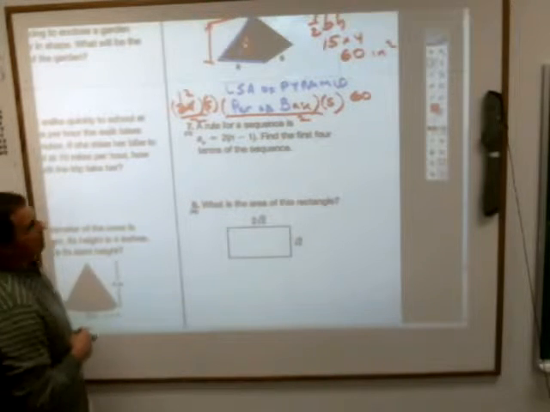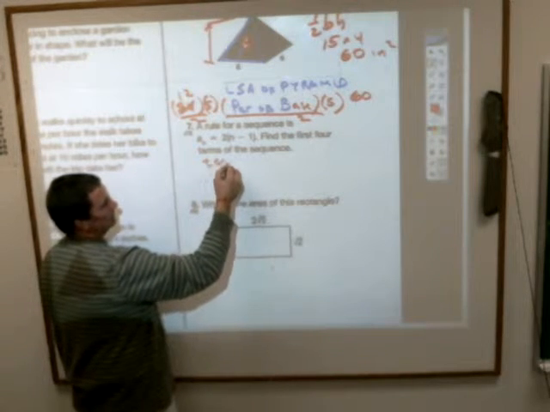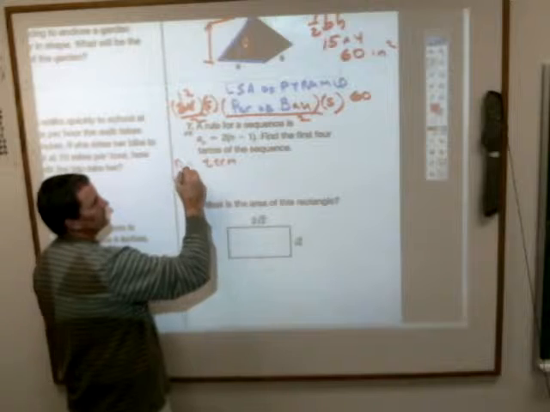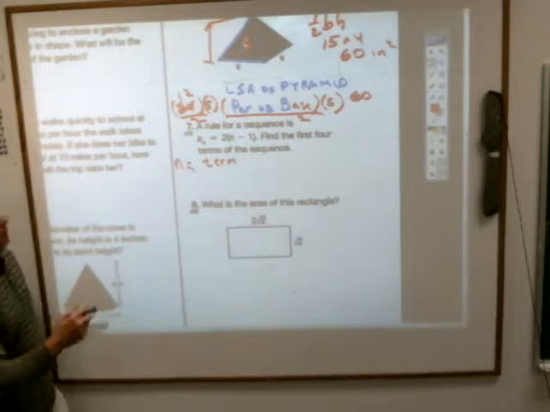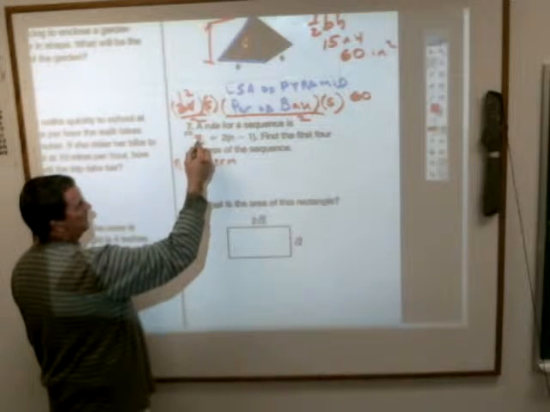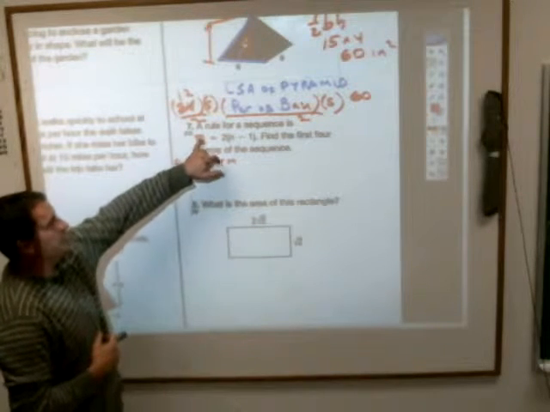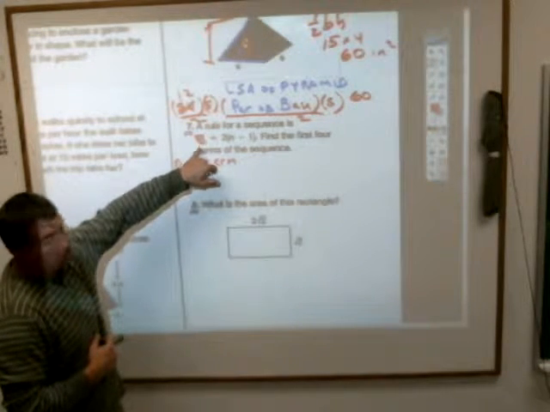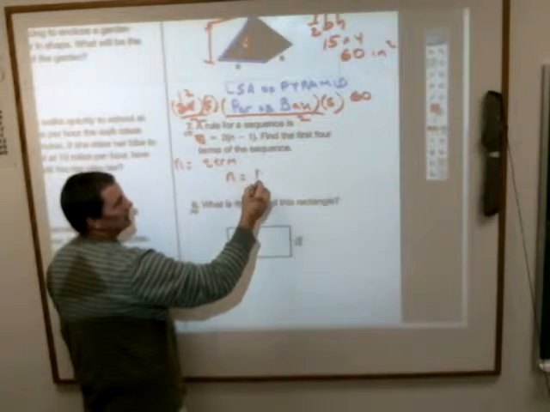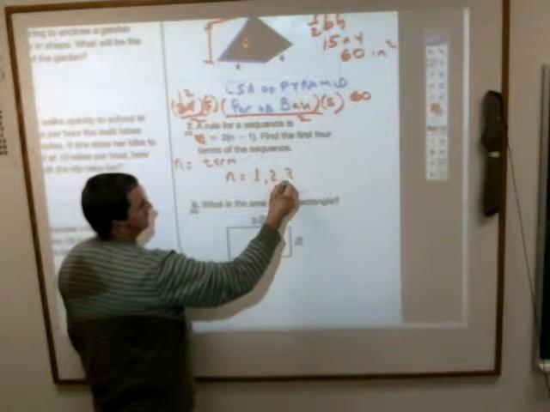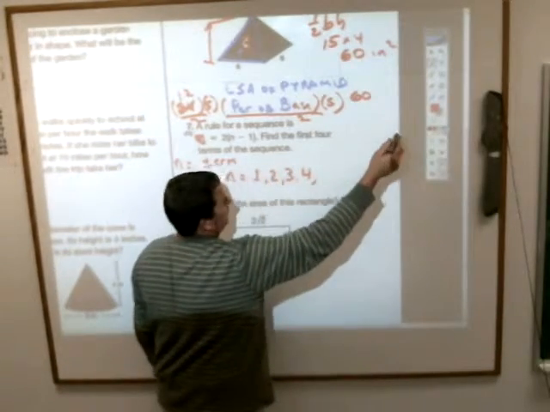It's not that hard. For the first 4 terms of the sequence, the letter N stands for the number of the term. Okay? Ignore this because this doesn't have anything really to do with the problem. It is just a label. Okay? When you put 1 in for N here, it's A sub 1, which just means the first term. You want the first 4 terms. So n is going to equal 1, and then it's going to be 2, the second term, the third term, and the fourth term. You just need to plug those in for the letter n right up here.